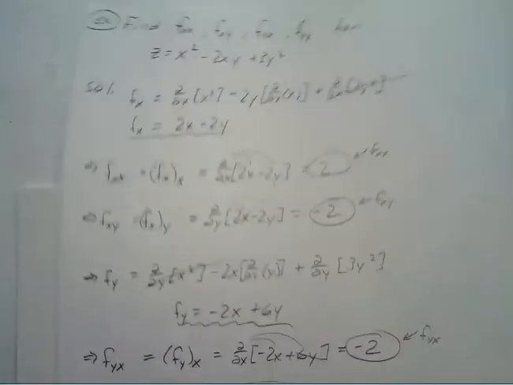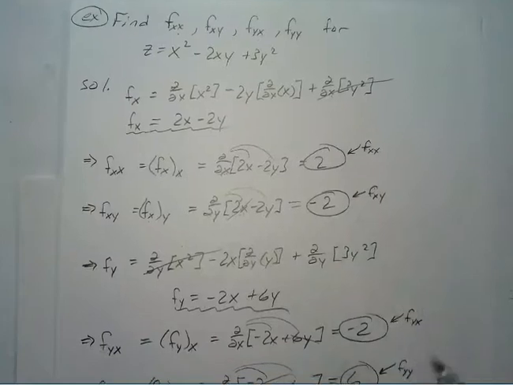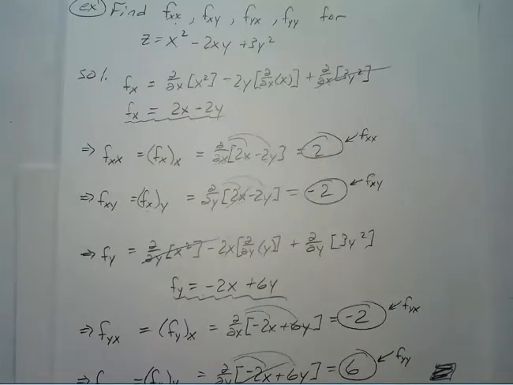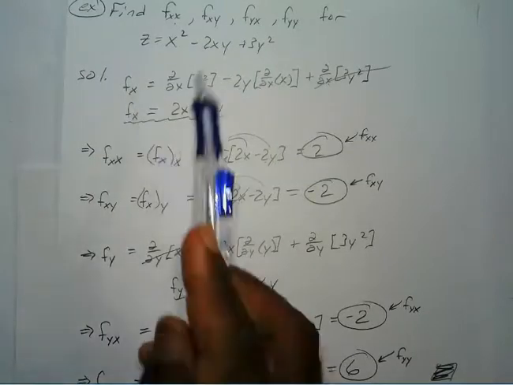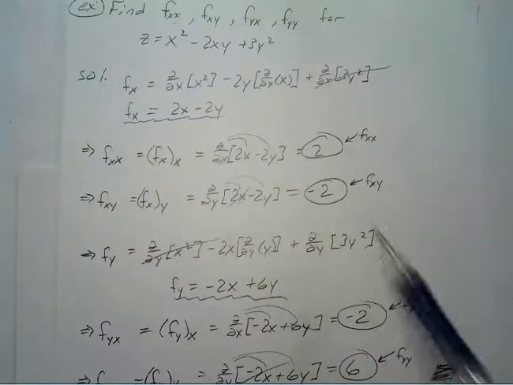Okay. Now, before we move on to our next example, I want you to notice something. Go back to the previous page. If you notice, the partial with respect to x and y and the partial with respect to y and x happen to be the same. That's going to be the case, but only if your original function is continuous. So as long as that's continuous, those two will be the same.